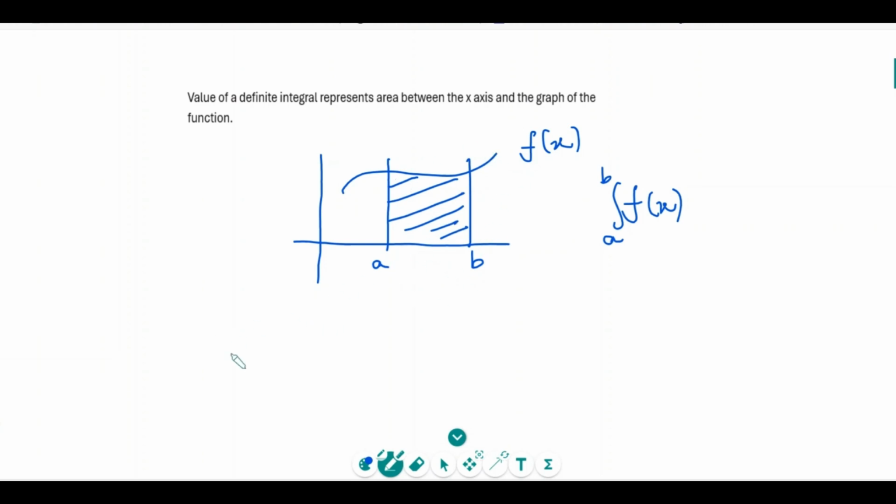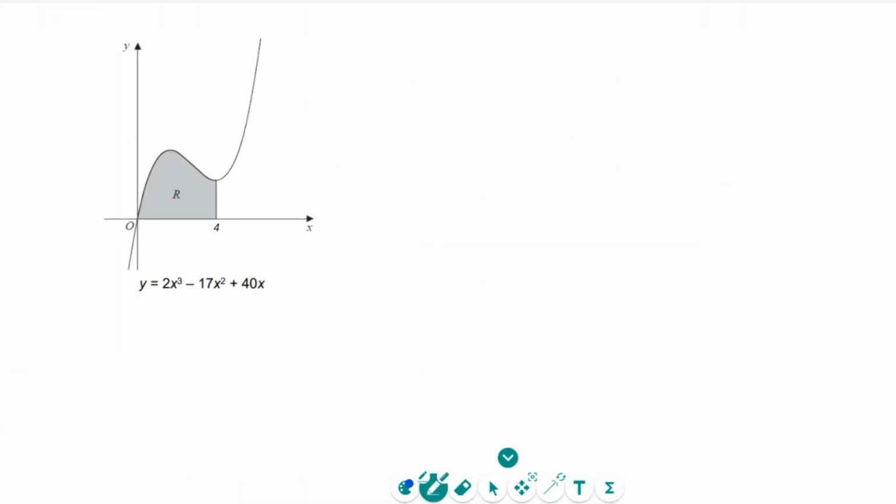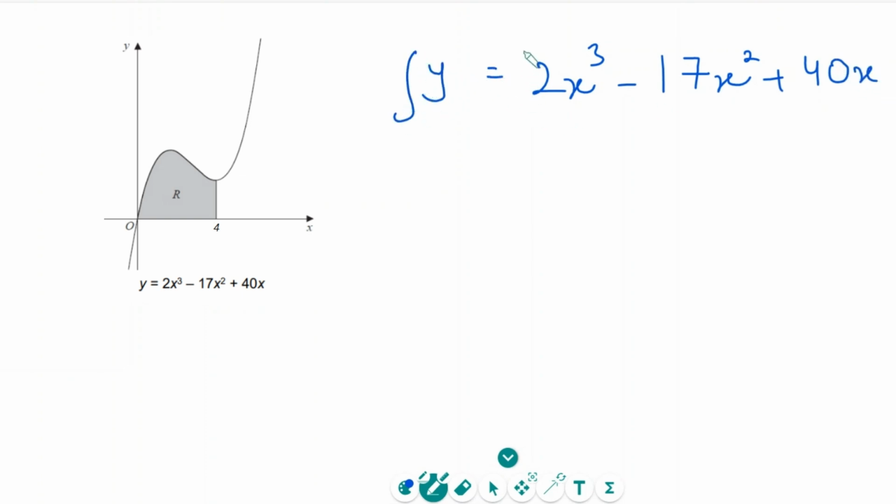Let's look at an example. Here, you have the graph of a function y equals 2x squared minus 17x plus 40, and you have a region bounded by the curve and the x-axis with the limits 0 to 4. So what I'm going to do is, if I integrate this with the limits of 0 to 4, I am determining or calculating the area which is labeled R. So let's integrate it how we've been integrating everything so far.